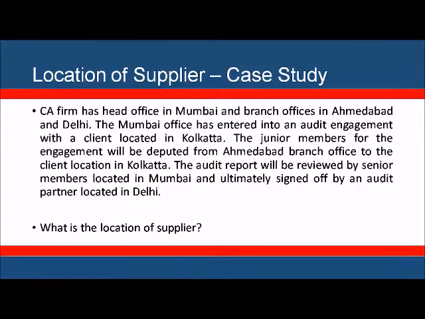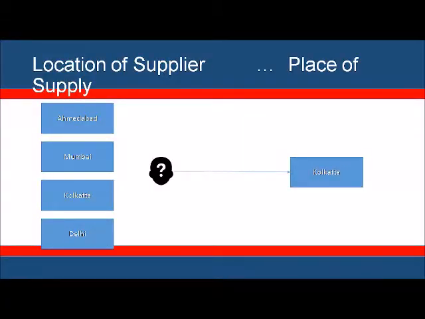One thing which is very clear in this entire matrix is that the location of the client is unilateral, which is only Calcutta. And therefore, the place of supply is going to be West Bengal. But what is the location of the supplier? Is it Maharashtra, is it Gujarat, or is it Delhi? Because there is partial work which is happening from each of these three locations. Or could it be also Calcutta, because a lot of actual work is going to happen from Calcutta. And this is where you have to go back to look at the definition of the location of the supplier.